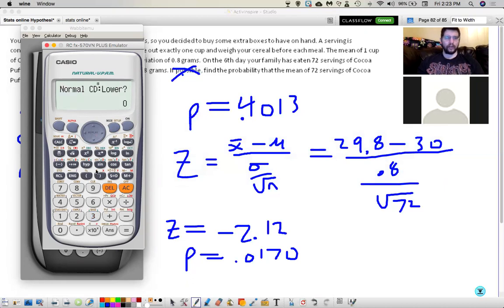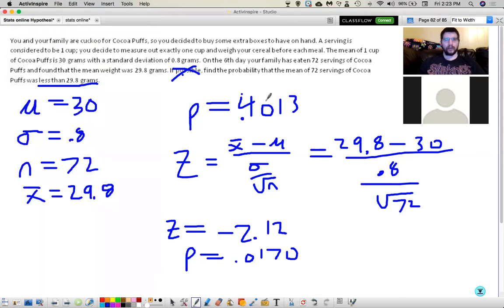The lower bound, upper bound, mean and standard deviation are the same, except the standard deviation has to be divided by square root of 72 for the central limit theorem. So negative infinity, 29.8. Standard deviation is going to be 0.8 divided by square root of 72. That's where I messed up. And the mean is 30. So that's what it gives me.